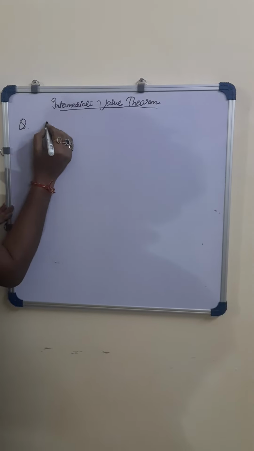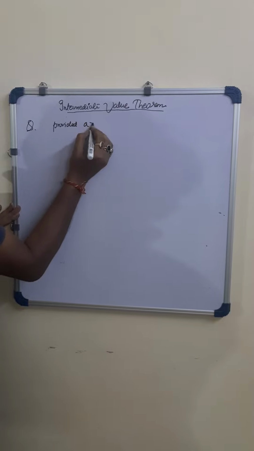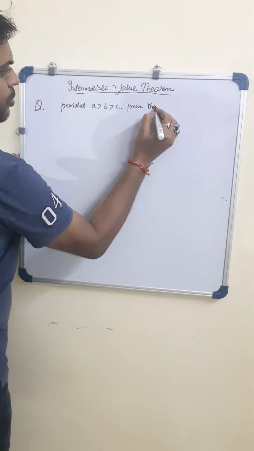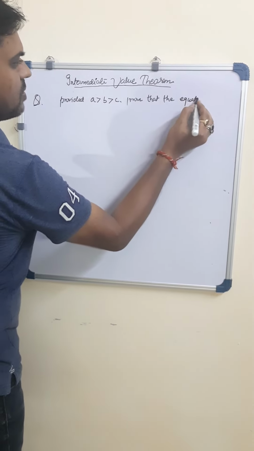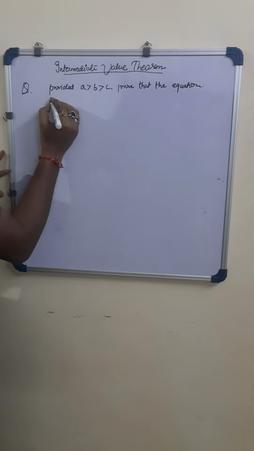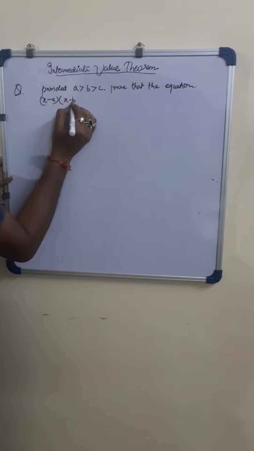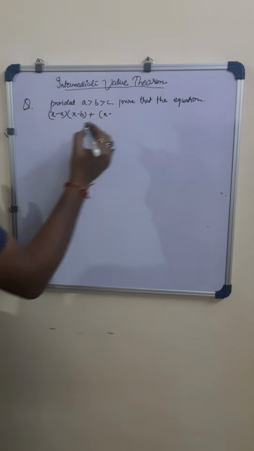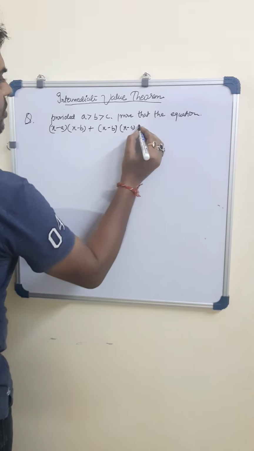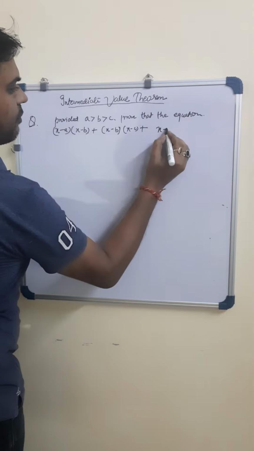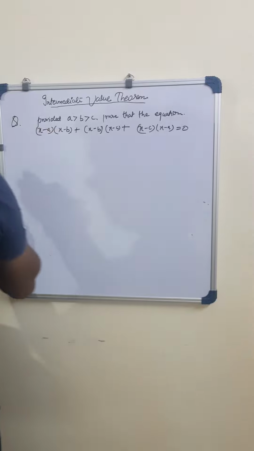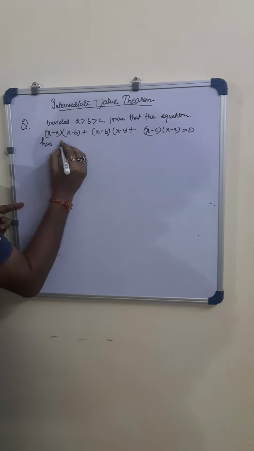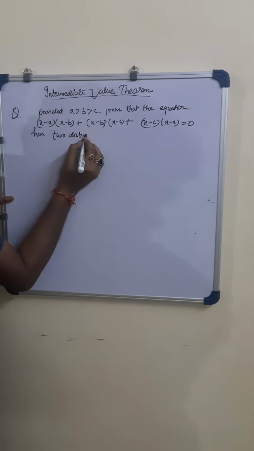This is a question: provided a is greater than b and b is greater than c, prove that the equation (x minus a)(x minus b) plus (x minus b)(x minus c) plus (x minus c)(x minus a) equal to 0 has two distinct roots.